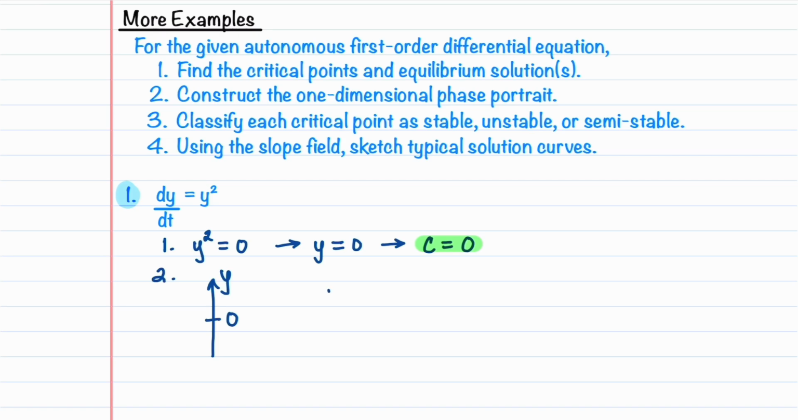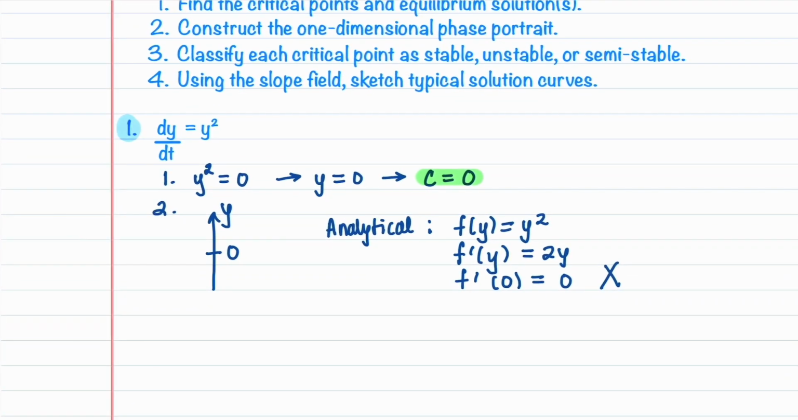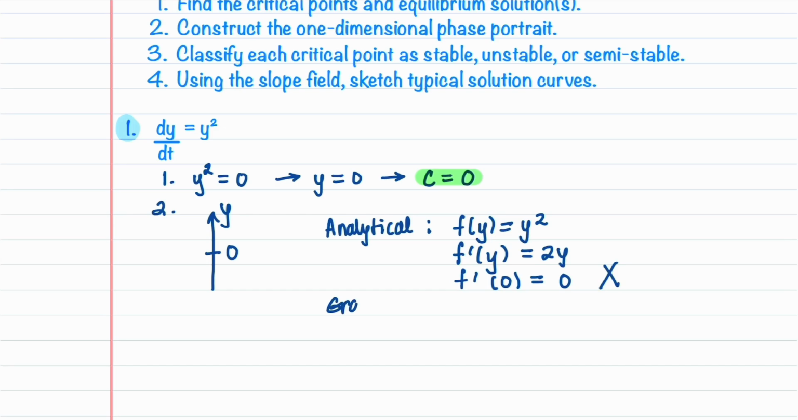Let's first try the analytical method. That's the one where we just look at the derivative. So we have f at y is equal to y squared, and our derivative f prime of y is equal to 2y, and then we plug in our critical point. So we're going to have f prime at 0, and we get 0. I'm going to put a big X there because this method won't work. It is inconclusive. So what we have to do is go to our second method, which we called our graphical method.